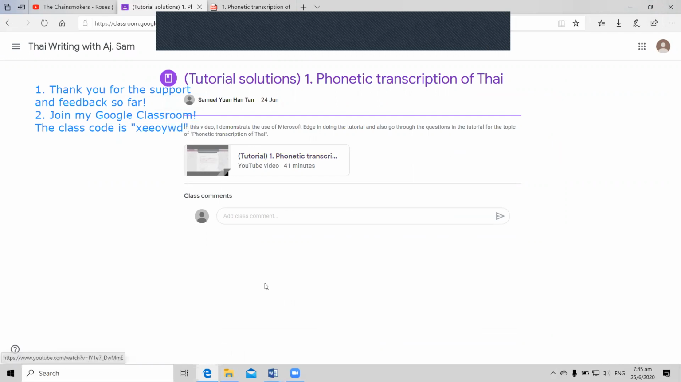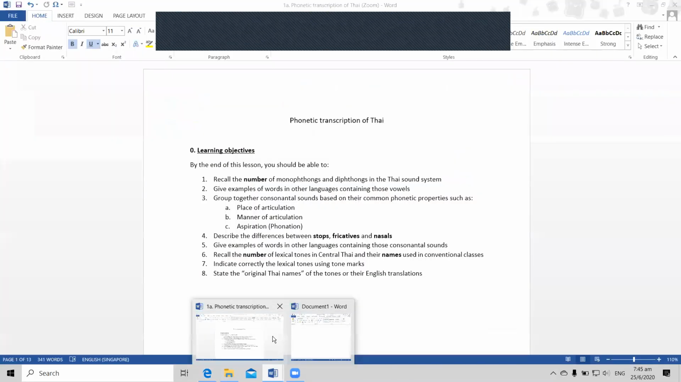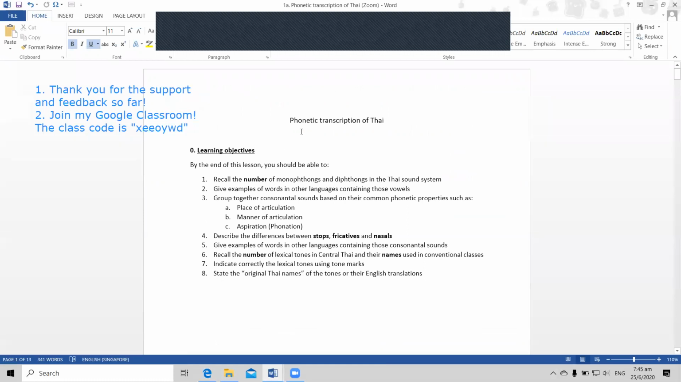So I guess we can now begin the lesson. The first lesson is on the phonetic transcription of Thai. We are not going to learn how to write the Thai script yet, but we will learn how to transcribe the Thai sounds using the International Phonetic Alphabet, or the IPA for short.